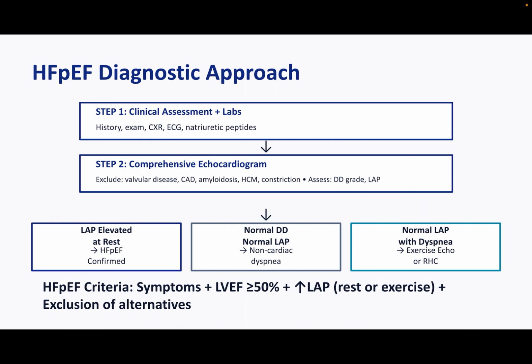Apply the 2025 diastolic algorithm, grade diastolic dysfunction and estimate left atrial pressure. Assess LVEF, which must be greater than 50% for heart failure with preserved EF. Decision tree after echo: if left atrial pressure is elevated at rest, plus normal EF, plus symptoms, heart failure with preserved EF is confirmed.